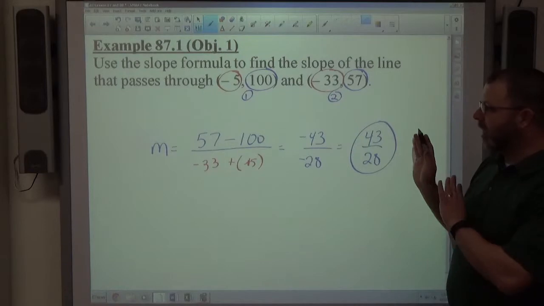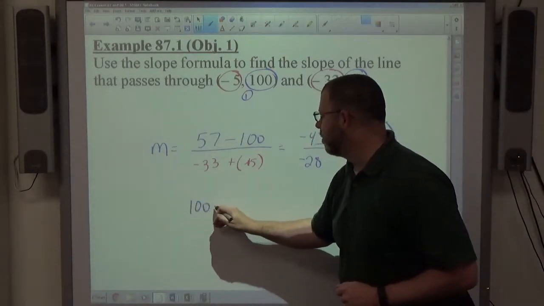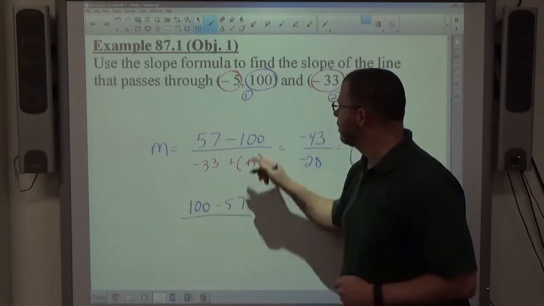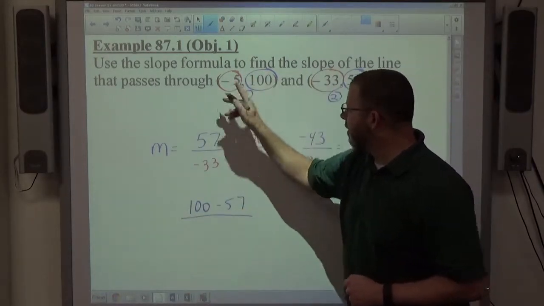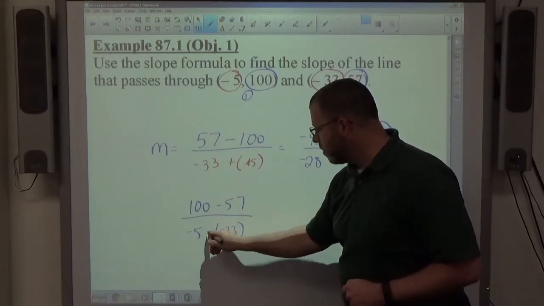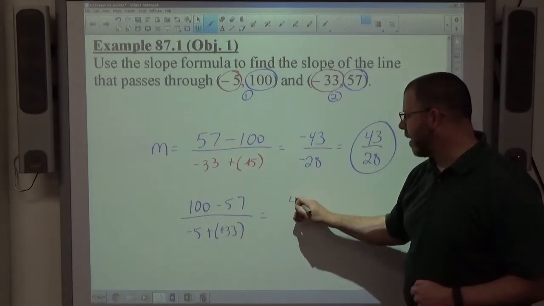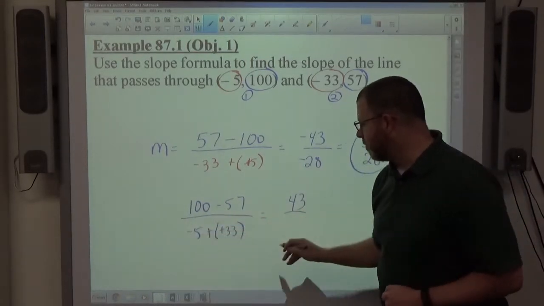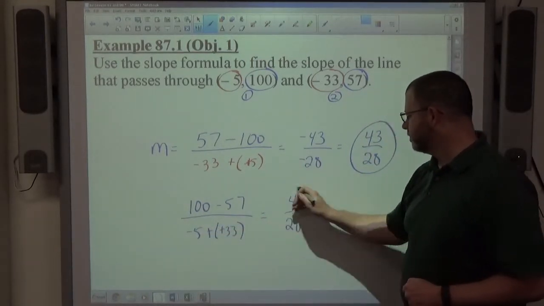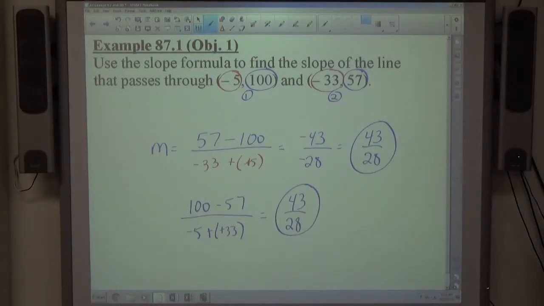Okay, again, assuming I had gone the other direction, if I did 100 minus 57 on top, this minus this, I then have to do negative 5 minus negative 33 on the bottom, plus, right? 100 minus 57 is positive 43, negative 5 plus 33 is positive 28. Same result. So again, it doesn't matter which direction you go, just go the same direction.